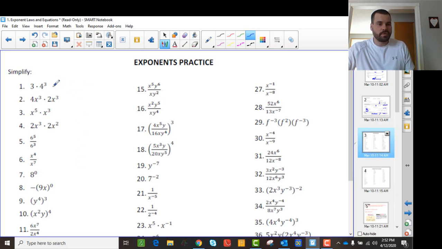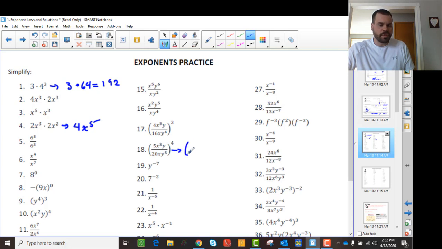Here's one. This one's pretty easy. 3 times 4 cubed doesn't actually do anything except become 3 times 64. And that is 180 and 12, so 192. Okay. If we do this one, 2x cubed times 2x squared, that becomes 2 times 2, which is 4, and then x to the 5. You're adding exponents.